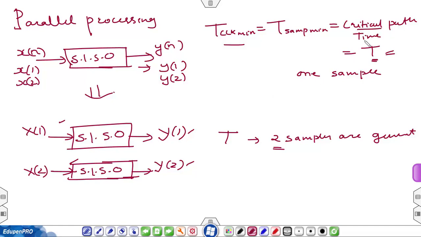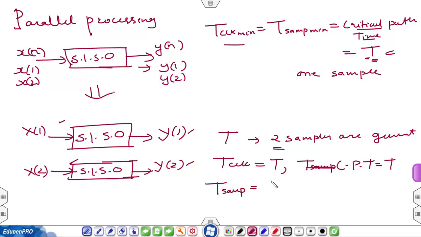Talking about its critical path time, the critical path time of this system will be the same, because this is nothing but the original system, and the critical path time of the other system will also be T, because we are just using the single input single output system in parallel. So T clock for this system will be T, and the critical path time will also be T. So what is changed? T sampling for the system is reduced by 2. Now we are getting two samples in the same time, so the sampling rate is doubled.